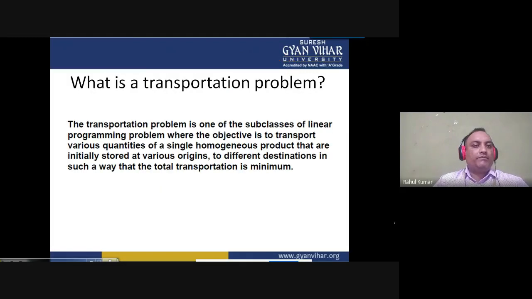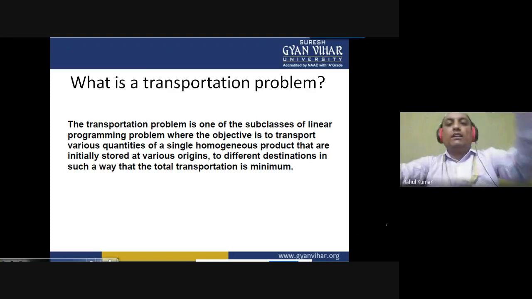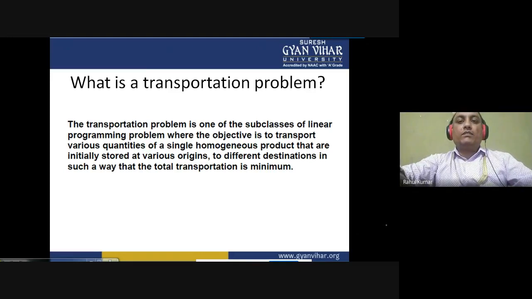Then move to the next slide. A question arises for everyone who wants to transport goods from source to destination: what are the main features of the transportation problem? Different types of transportation problems occur here, and these are the transportation problems.